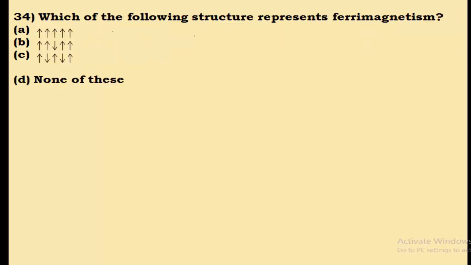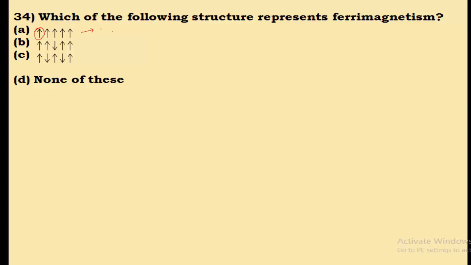Which of the following structures represents ferrimagnetism? So ferrimagnetism means the domains are arranged in unequal numbers in parallel and anti-parallel directions. So in these options, each arrow mark represents the domains, and in the first option the domains are arranged in the same direction.